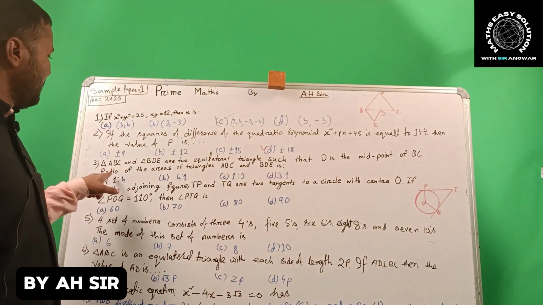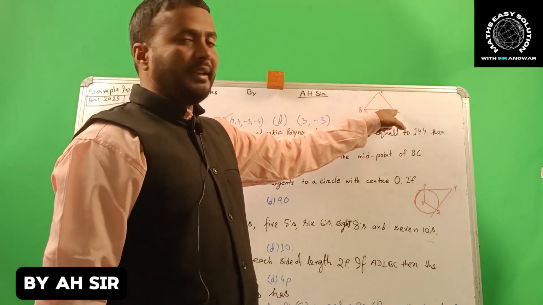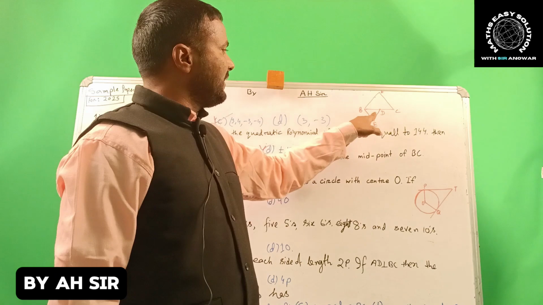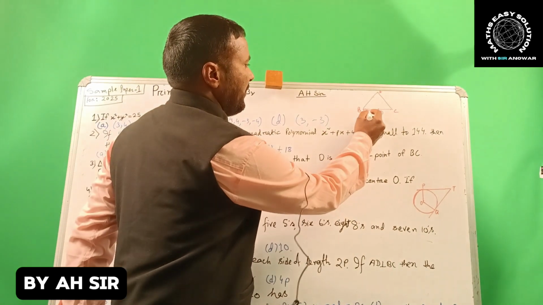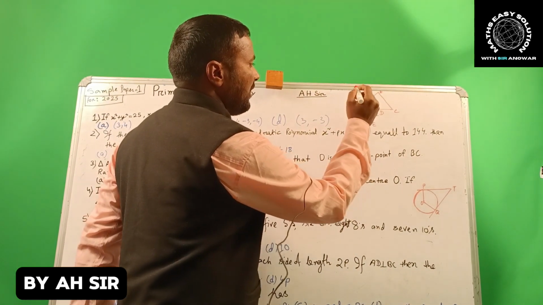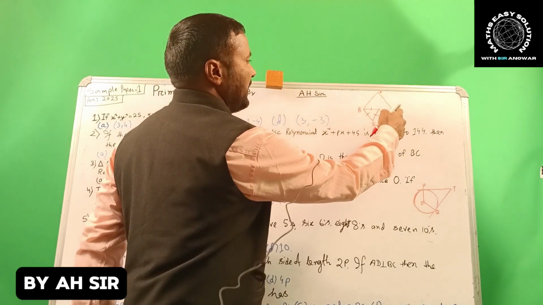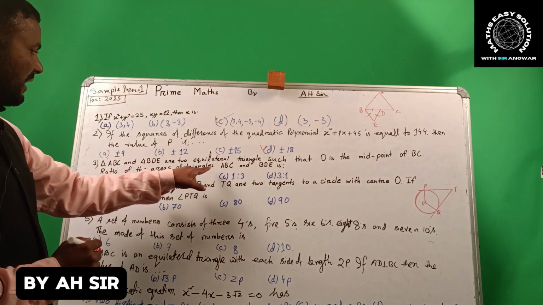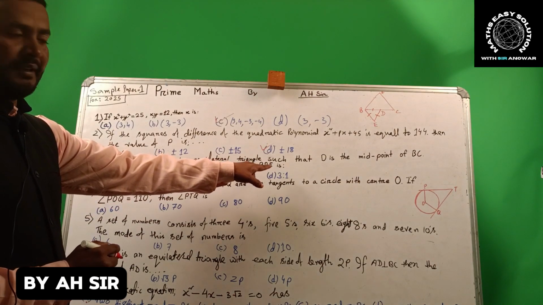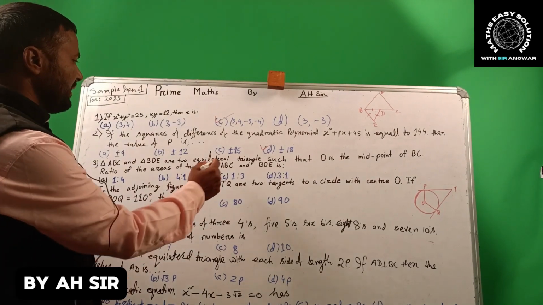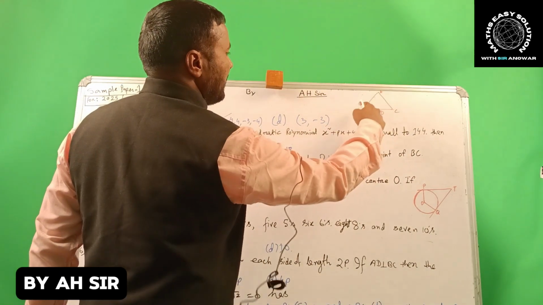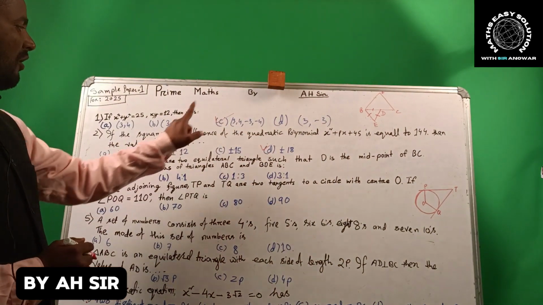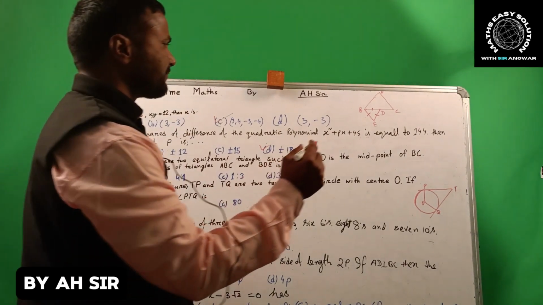Okay, see now question number 3. ABC is equilateral, meaning all sides are equal. Similarly, BDE is also equilateral. Here BE, ED and BD are equal, and here AB, BC and AC are equal. Now the question is the ratio of the areas of triangle ABC and BDE. So if we see simply, ABC is the bigger triangle, BDE is the smaller triangle. In that way, the answer will be either B or D. So let's see which one is the answer.